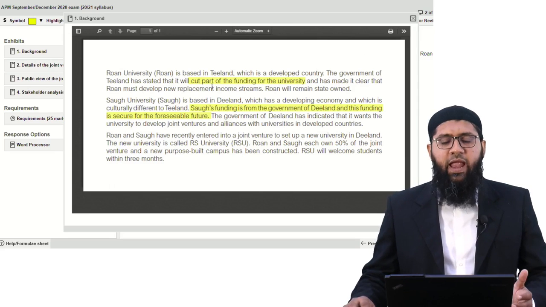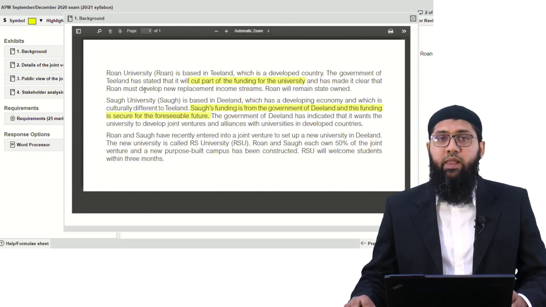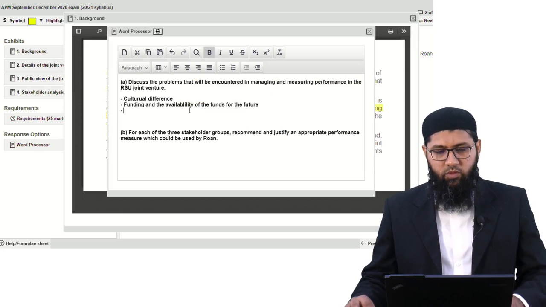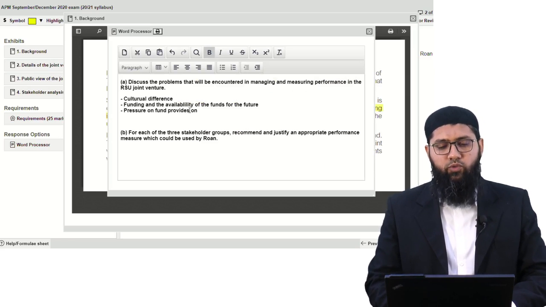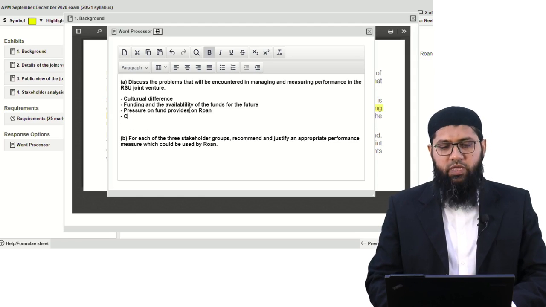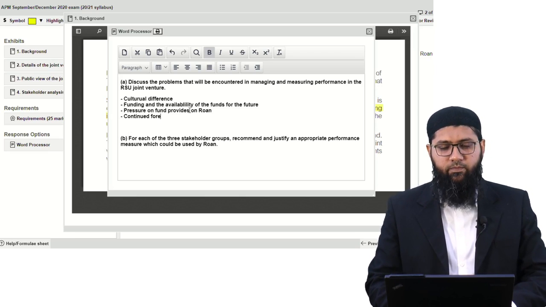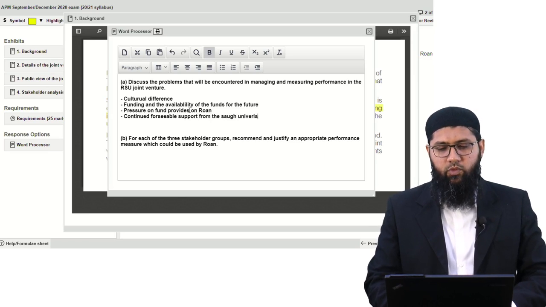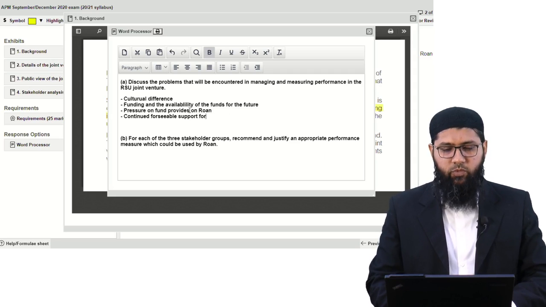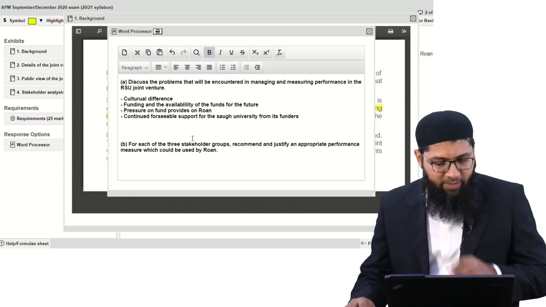The government of T-Land has stated that it will cut part of the funding for the university and has made it clear that Roan must develop new replacement income streams. So there is pressure on fund providers on Roan, and the continued foreseeable support for Seoul University from its funders. I'm just listing down a few points.